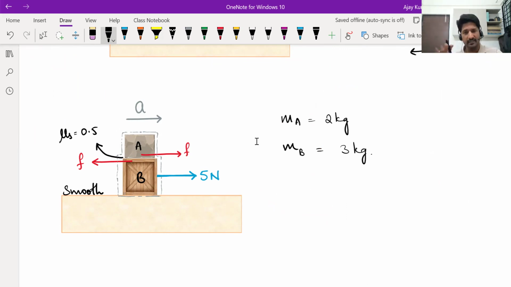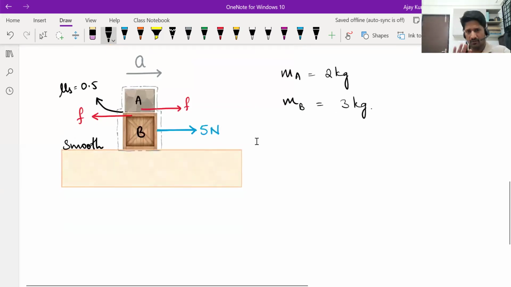So we'll assume sliding is prevented successfully and the blocks don't slide over each other. We'll start with that assumption and we'll find out how much friction is necessary to achieve that. Then we will check with the limiting friction. Is that much friction available or not? If it is available, then yes, that is what will happen. Okay. So here we have concluded for sure that they are going to accelerate together.